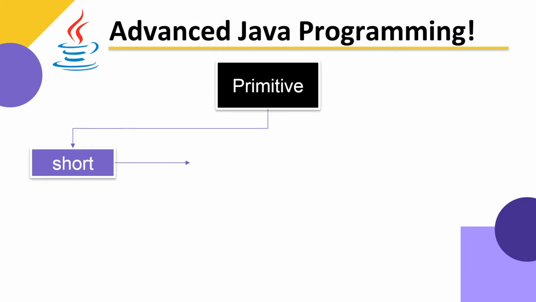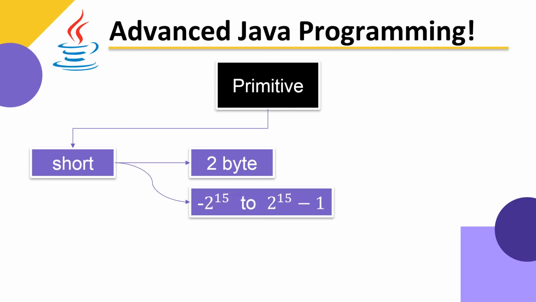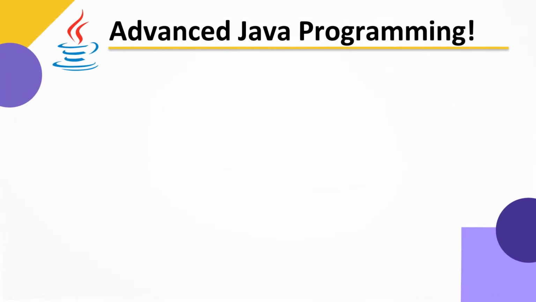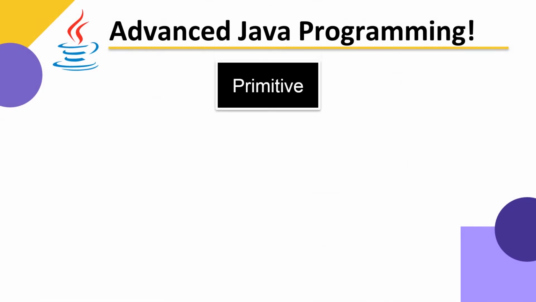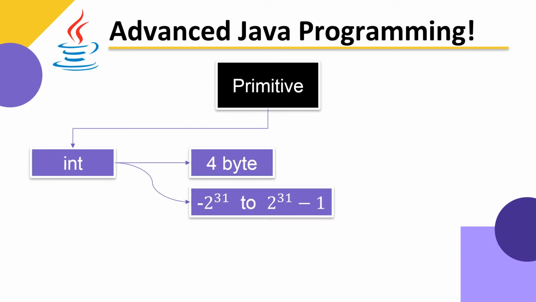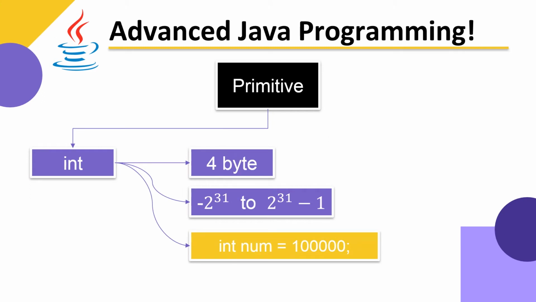Short, which takes 2 byte of memory and stores whole numbers from -2 to the 15th and 2 to the 15th -1. For example, short number equals 369. Integer, which takes 4 byte of memory and stores whole numbers from -2 to the 31 and 2 to the 31 -1. For example, int number equals 100,000.